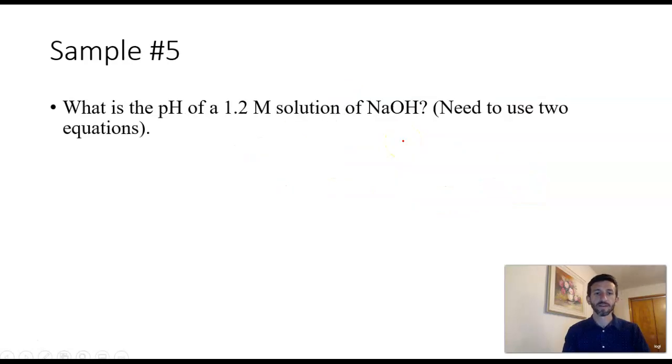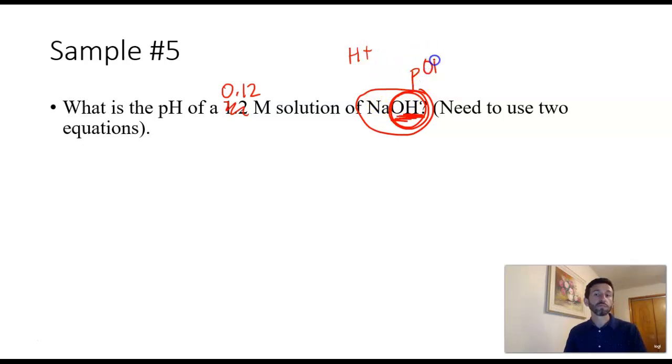One last problem. This is actually a typo here. It should be 0.12. What is the pH of a 0.12 molar solution of sodium hydroxide? Now this is a little bit trickier because I'm going to need to use two equations. Because this is sodium hydroxide and it has hydroxide in the equation, not H+, I can't find the pH right away. I can find the pOH. So let's start with that. pOH is going to be the negative log of 0.12, which is 0.92.